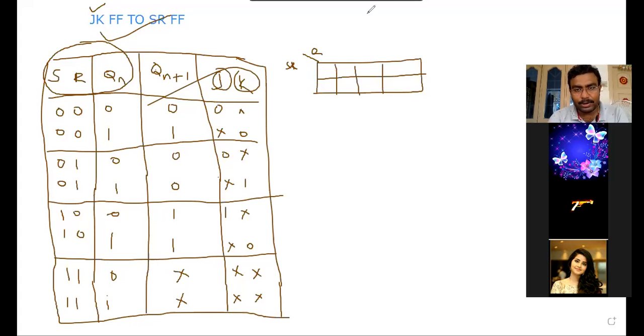Guys, tell me if I am trying to find what is the value of J now. So what values I have to take into the K-map? If I am trying to find what is my value of J, what values I have to take into the K-map?